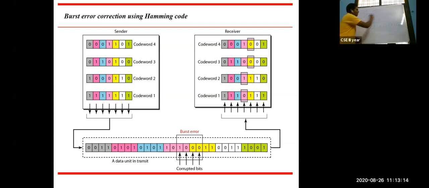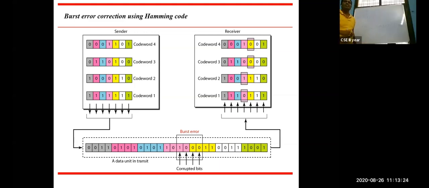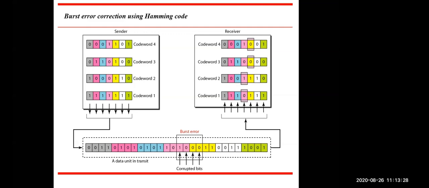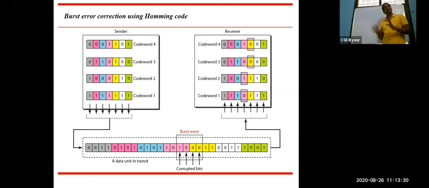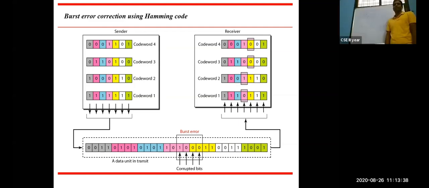Once the receiver organizes it like this, how many bits are corrupted in each row? One bit. Can it now identify that single bit error? Yes. So the same Hamming code is used. Nothing changes. Hamming code doesn't change at all. The only change is how the data is sent. Now, a burst error of 3 is easy. All 3 are identified.